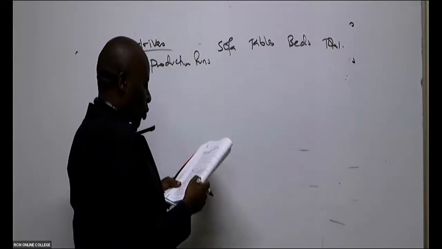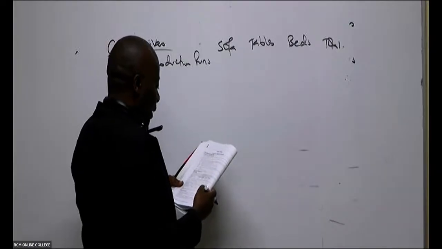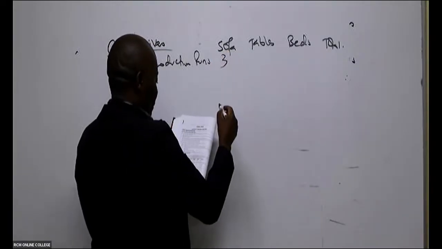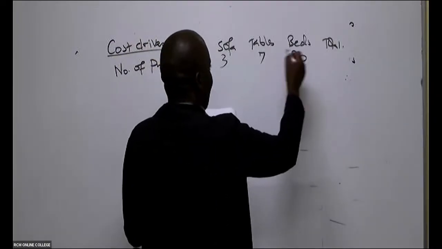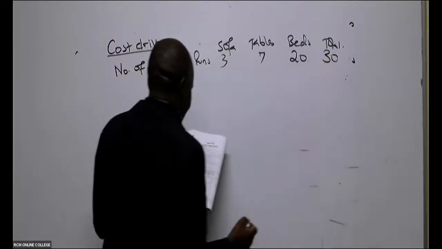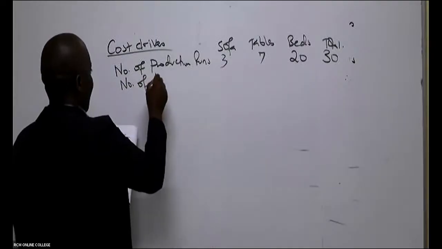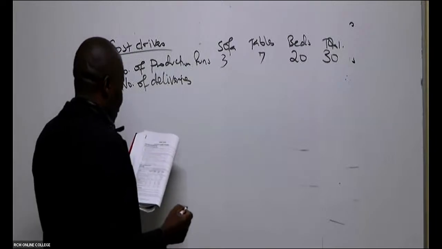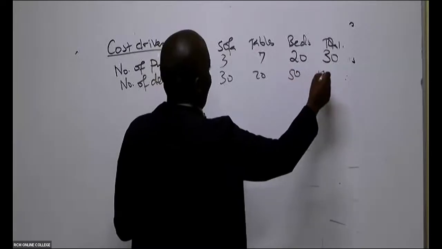Number of production runs, I can see we have 3, we have 7. You can write this. This is important. We have 20. When you add them, we shall get 30, right? Then we have number of deliveries: 30, 20, 50, giving us 100.